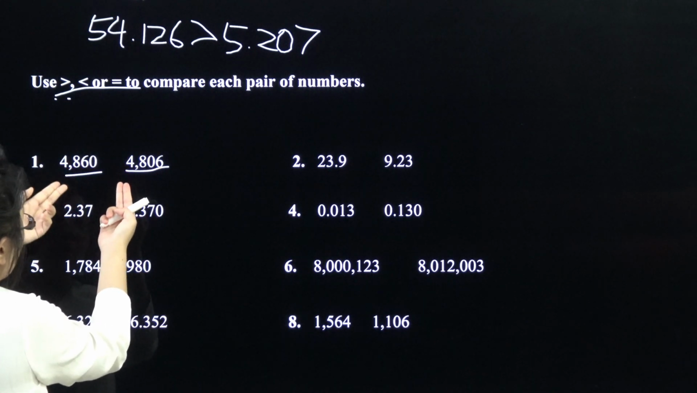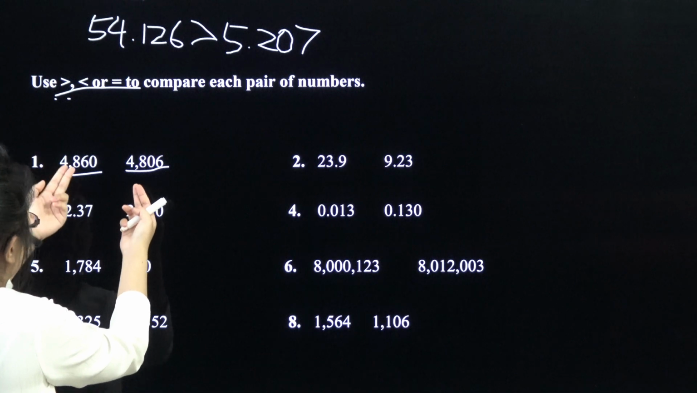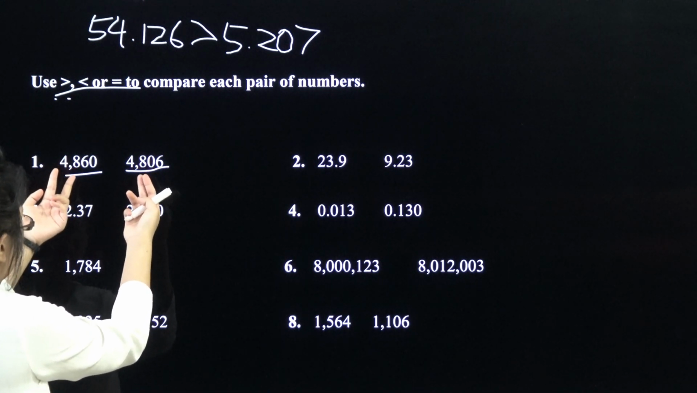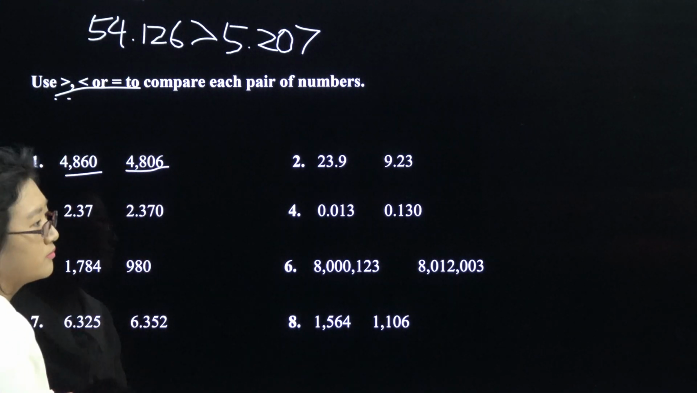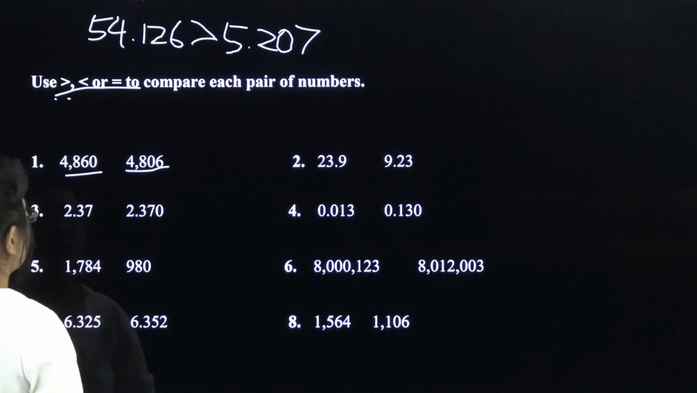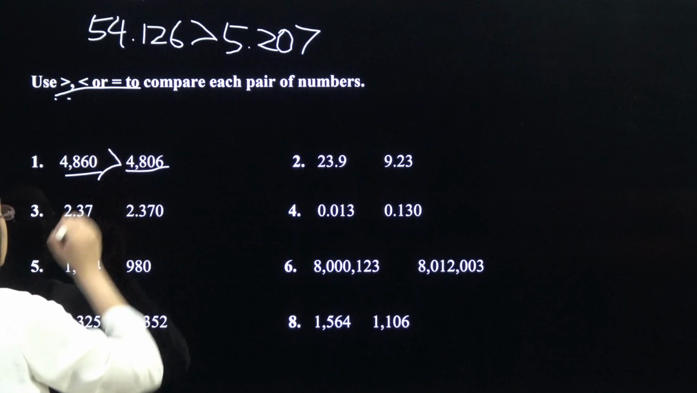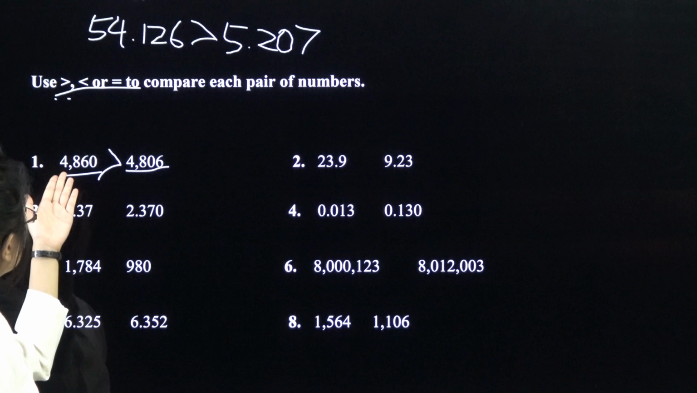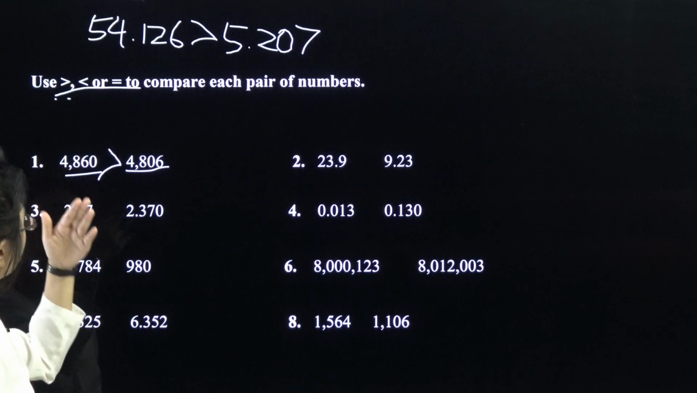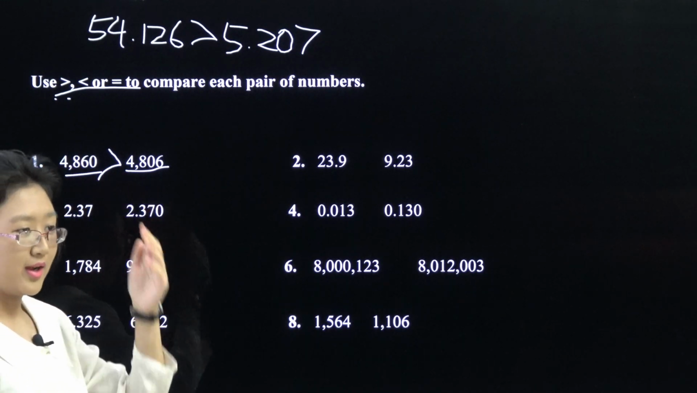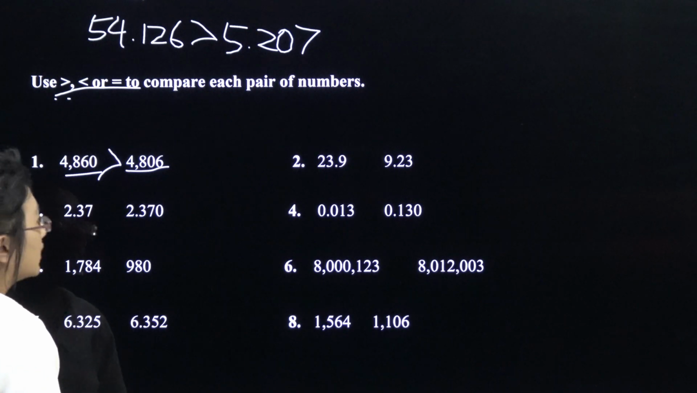Leftmost is 4 and 4, which is the same. 8 and 8 is the same. 0 and 6 are not the same. So, which one's bigger? 6. Therefore, 4,860 is bigger than 4,806.